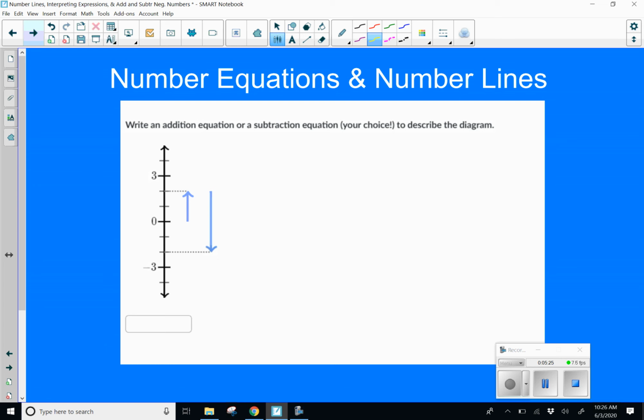All right, again, we're missing the entire equation, so we've got to start with our first integer. The arrow closest to 0, I can see, is going to a positive 2. It's going in the opposite direction, so that means I am adding a negative number. And let's count the second arrow. It is 1, 2, 3, 4 units.